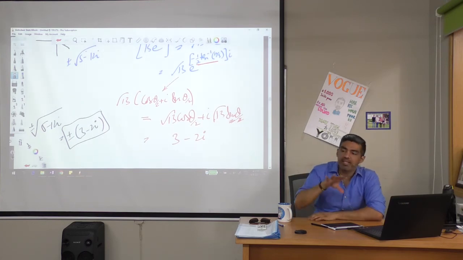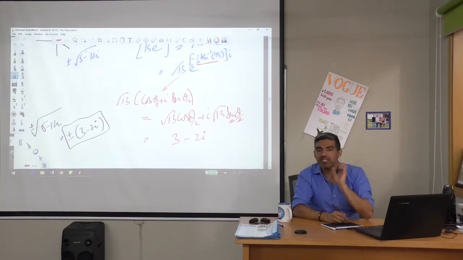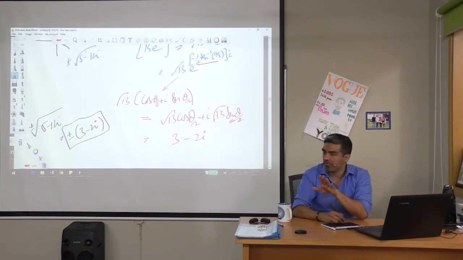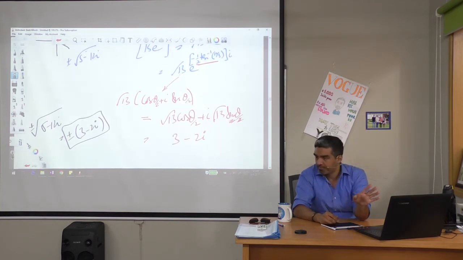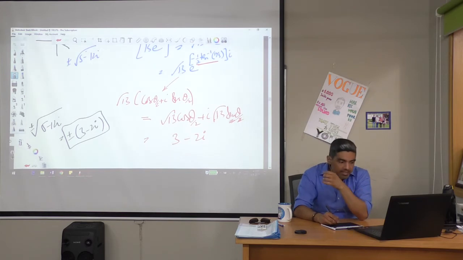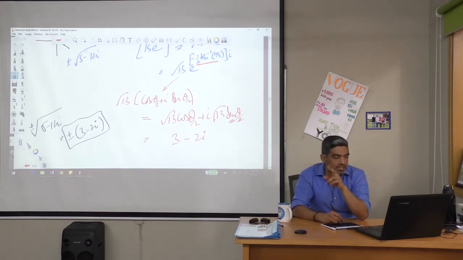Once you get the a plus ib form, just be careful of one thing. This plus minus that you put has validity only with the a plus ib form. We don't put a plus minus here. Did you see? I did not put a plus minus here. Just to show you there are two square roots coming out, plus minus has no meaning over here. Until you convert to the a plus ib form, then you put a plus minus and you get two square roots. One is 3 minus 2i, the other is minus 3 plus 2i.